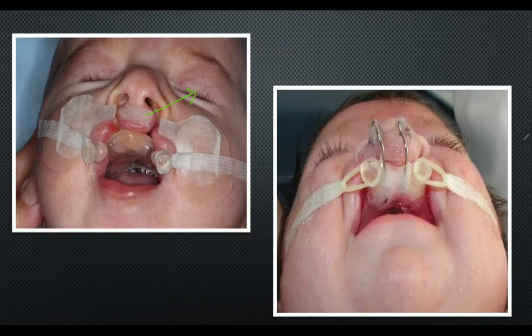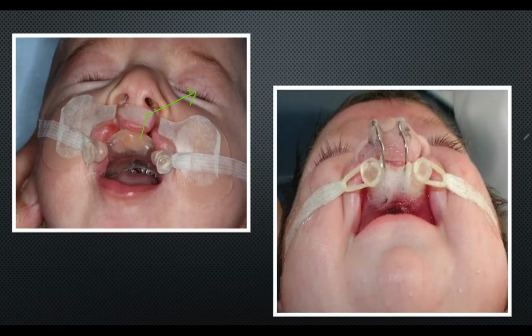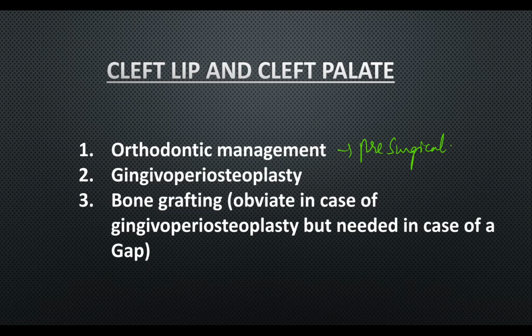Yeah, here is the acrylic plate which is kept inside the mouth so that the premaxilla is put in place, and then they are connected to the cheek. And coming to here is the nasal stenting. This is to elongate and stretch the columella and also to support the dome of the ala in the neonatal period. After doing this orthodontic procedure, we do gingival periosteoplasty.